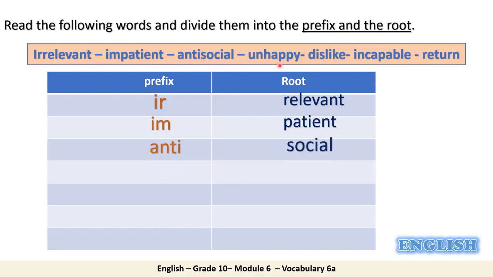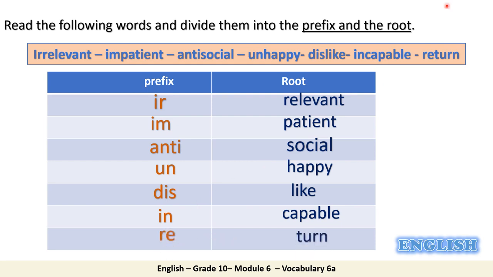Unhappy. The prefix here is un, and the root of the word is happy. Dislike. Dis and like. Incapable. Incapable. Return, so the prefix is re and the root is turn.